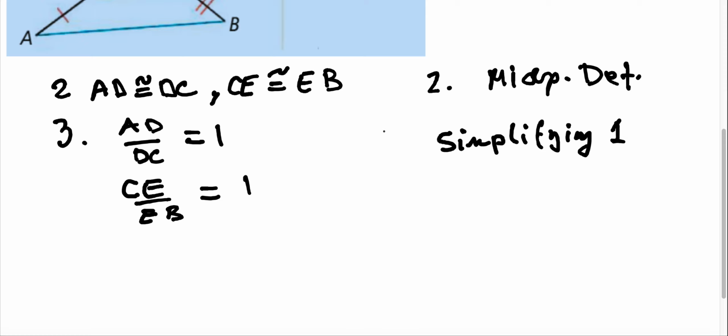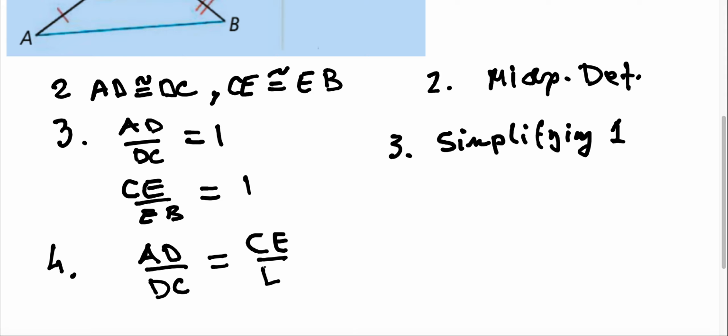Now I'm going to the fourth step. AD over DC, because both of them are equal to 1, I would say AD divided by DC is equal to CE divided by EB. And the fourth is because of the transitive property of equality.